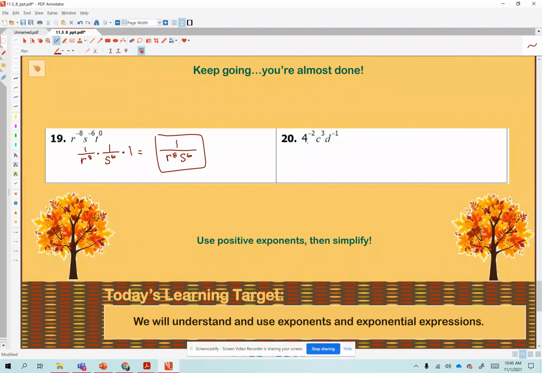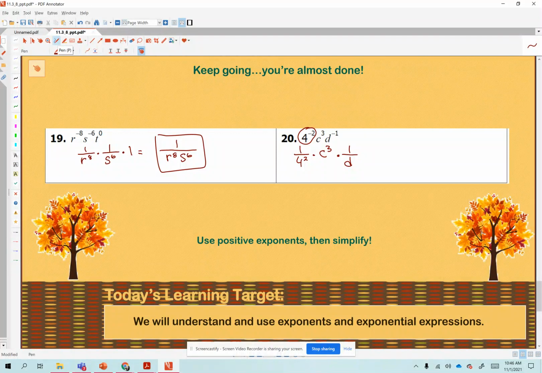Now, a little more complicated, 4 to the negative 2 power. We can evaluate that. c to the third, d to the negative 1 power. So let's first look at 4 to the negative 2. That would be 1 over 4 with an exponent of 2 times c to the third power, and multiply that times 1 over d to the first power, and that will become an invisible 1. We can erase that.